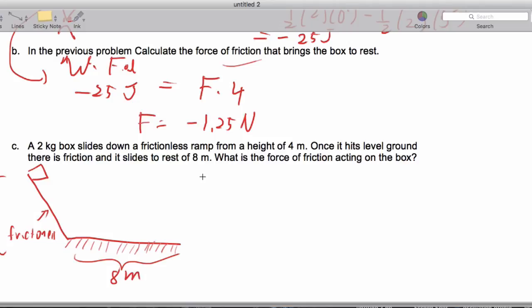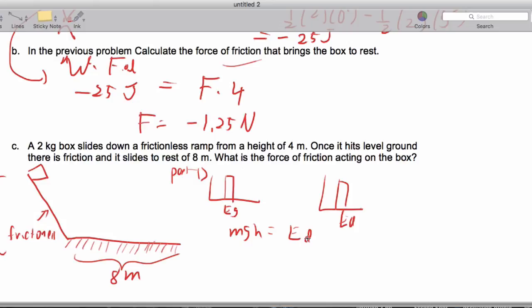So the idea here is that if we were to do a bar graph, we have EG, and this is going to be part 1 of the problem. Then it becomes all dissipated at the end. So we have mgh becomes dissipated energy. The dissipated energy as it slides to rest is going to be 2, which is the mass, times 10, which is g, times 4, which is h, and that ends up being 80 joules. Now this is ED, 80 joules dissipated.